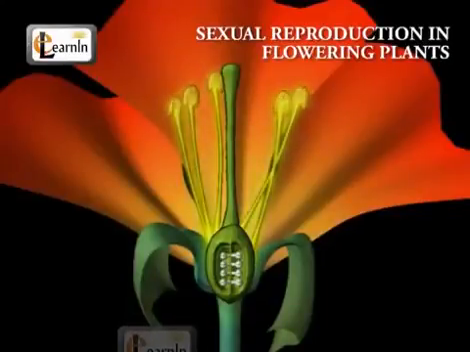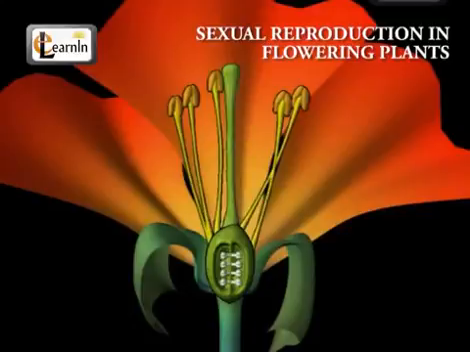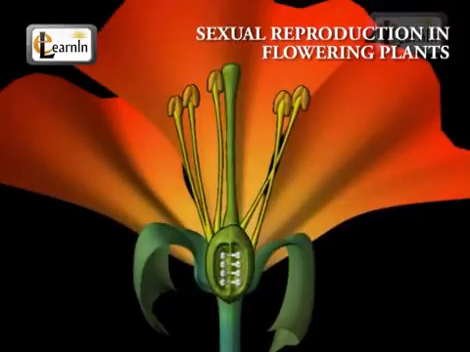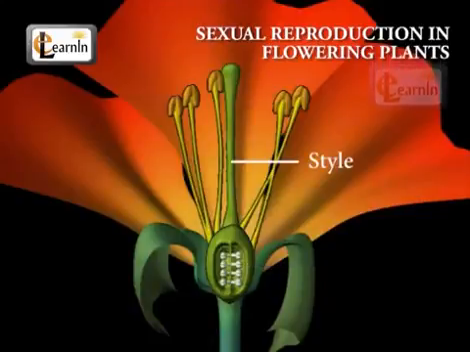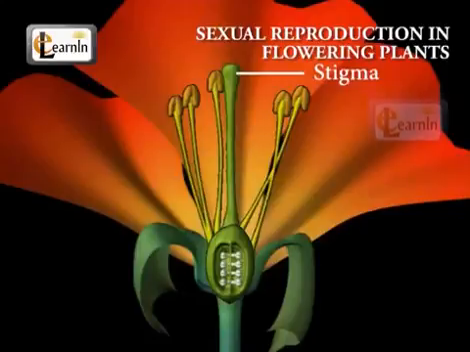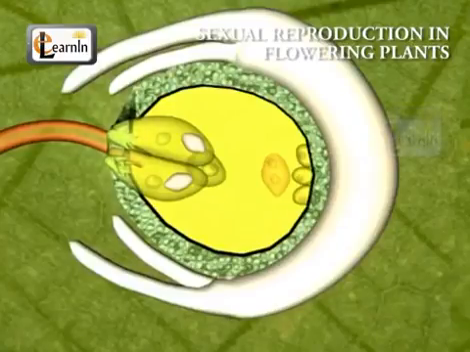male reproductive part, and it produces pollen grains that are yellowish in color. Carpels are present in the center of the flower and are the female reproductive part. It is made up of 3 parts. The swollen bottom part is the ovary, middle elongated part is the style, and the terminal part, which may be sticky, is the stigma. The ovary contains ovules, and each ovule has an egg cell.